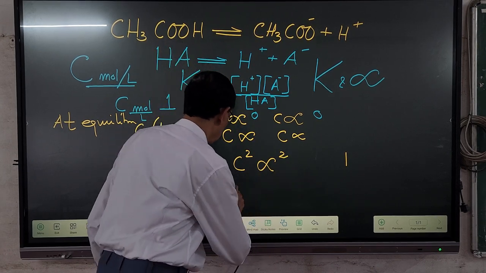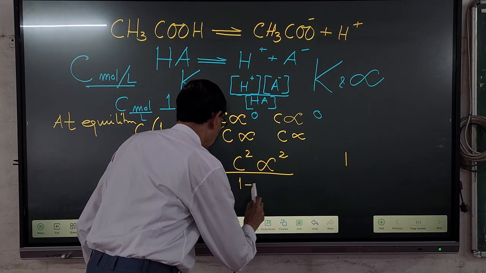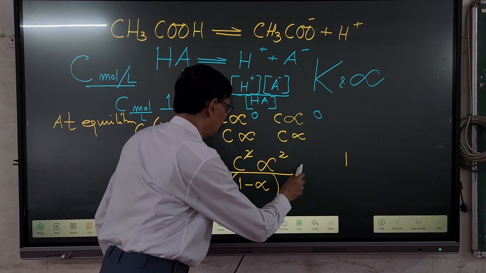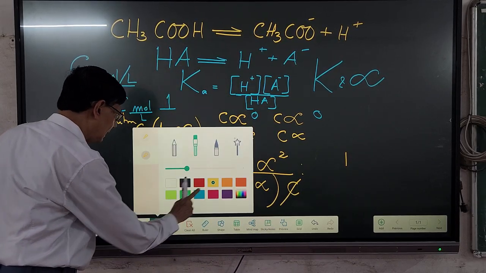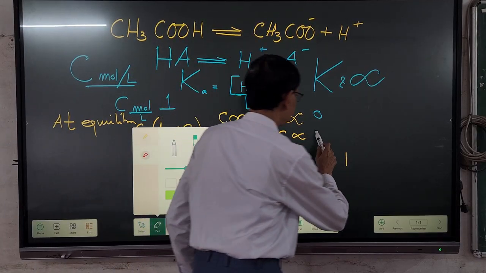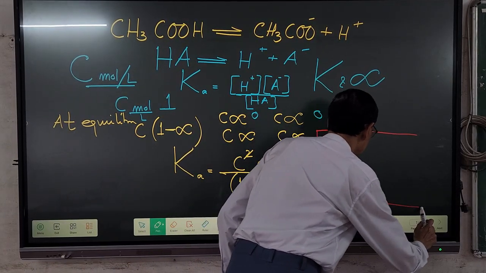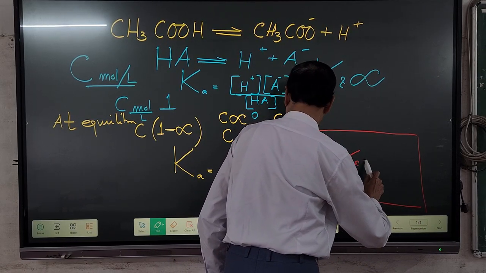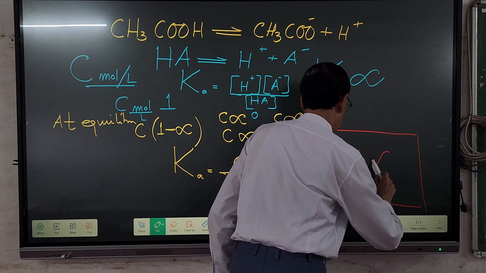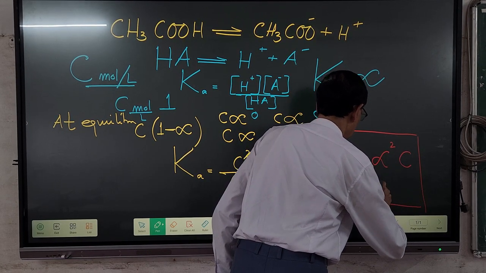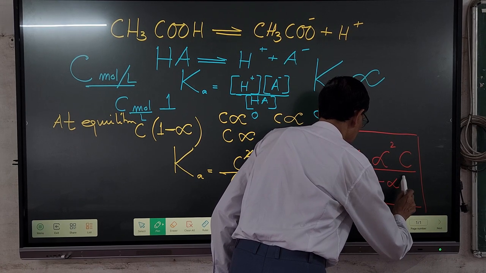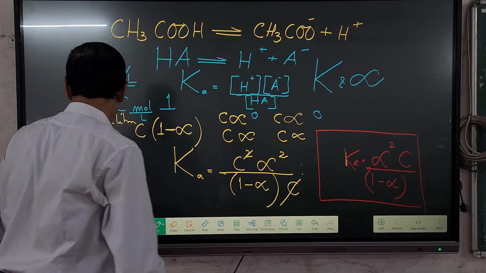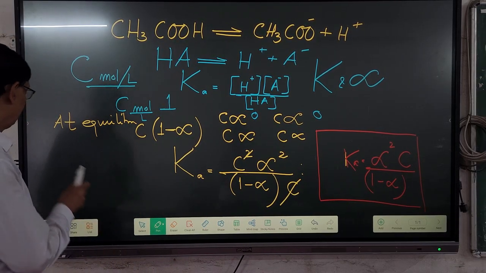You know, it is like that. So 1 minus alpha C. So this C is cancelled. So the final equation, write in the red color, that Ka is equal to alpha square C by 1 minus alpha. So that is the Ostwald dilution law.